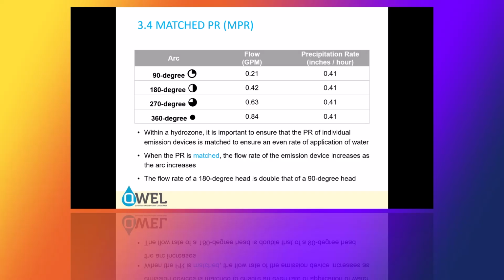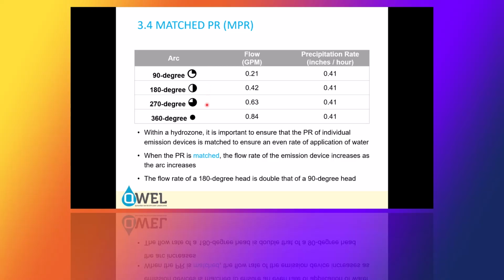So the table provides an example of a matched precipitation rate, MPR, rotating sprinklers. When the precipitation rate is matched, the flow rate of the emission devices increases as the arc increases. So the flow rate of the 180-degree head is double that of the 90-degree head. You can see that here. So here's the 90-degree head, here's your flow rate, and when you get to the 180, it's double.